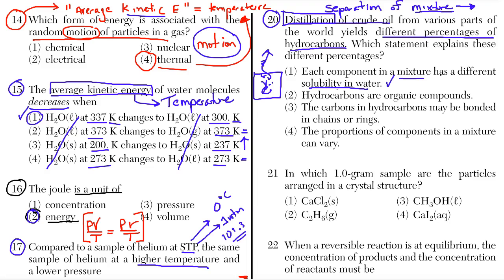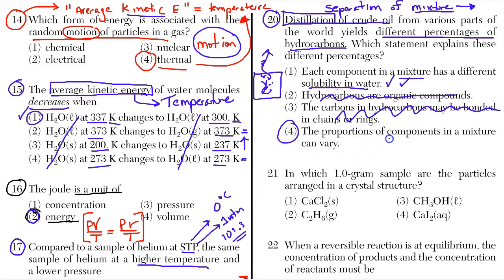Why would separating a mixture of different compounds yield different amounts of those compounds? They do have different solubility, but that doesn't explain why you have different amounts. Hydrocarbons are organic compounds. That's true, but it doesn't answer the question. The carbons in hydrocarbons may be bonded in chains or rings. That's true, but doesn't answer the question. So 4 must be correct by process of elimination, but it should make sense here.